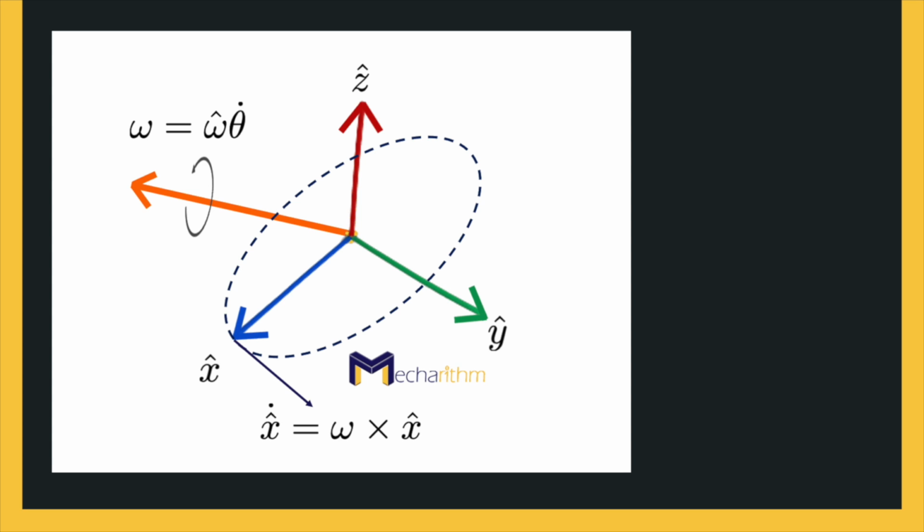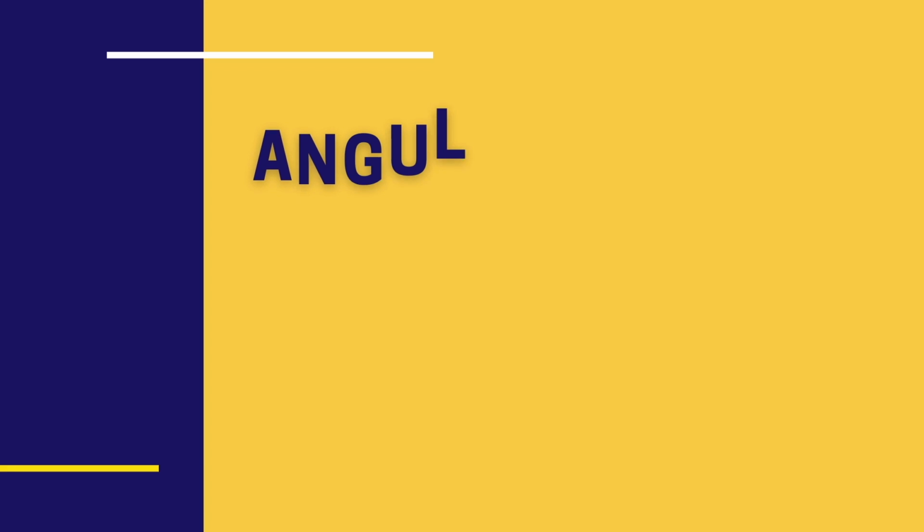So the linear velocities of frame axes rotating about an arbitrary axis with a known angular velocity are in the direction tangent to the circular path and can be calculated using these equations. Now let's see how we can define the angular velocity with respect to different coordinate frames.